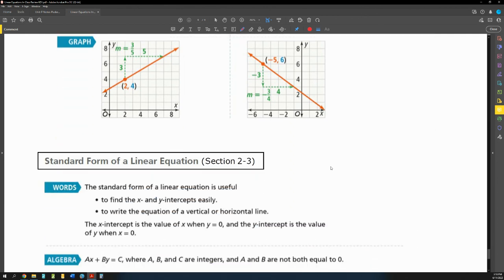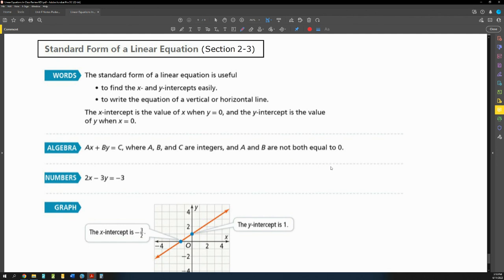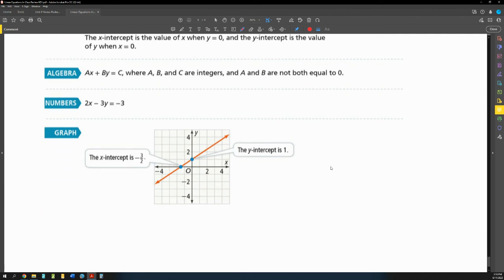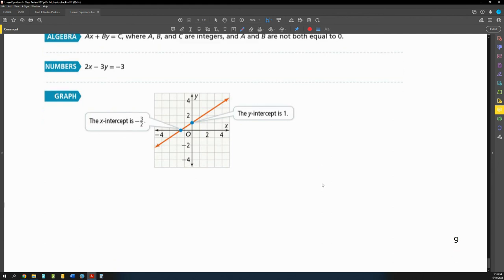And last, we talked about standard form, which is the form ax plus by equals c, where a, b, and c are integers. Remember, not fractions, not decimals. They have to be integers. This is really helpful for finding intercepts, both the x and y intercept. All right. So that's been our quick review, or maybe not so quick review, on linear equations.